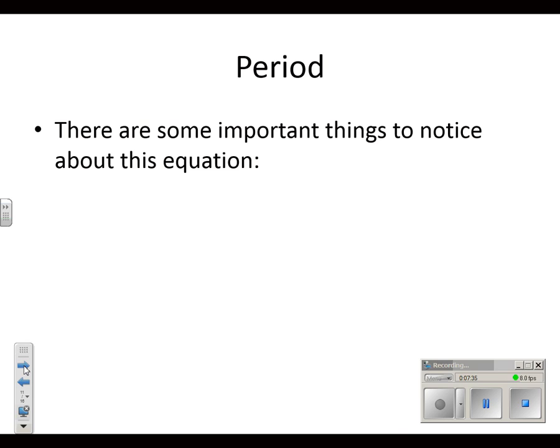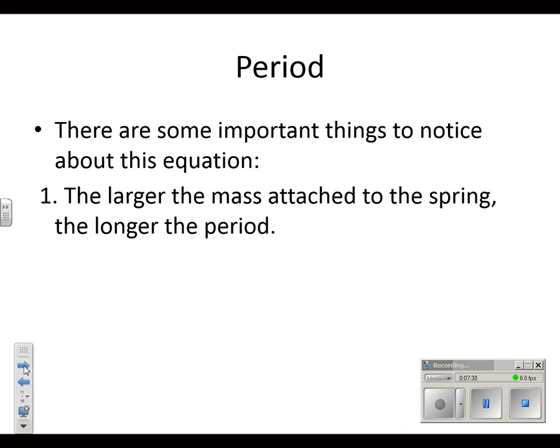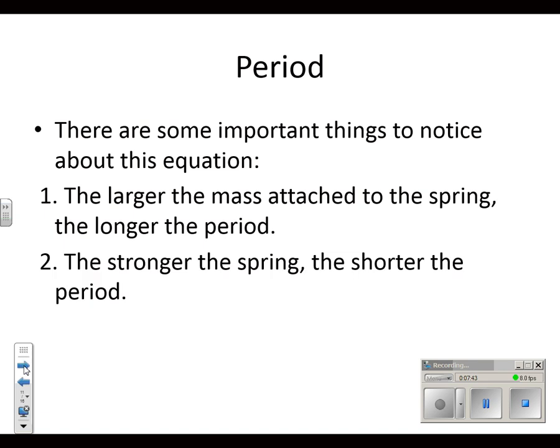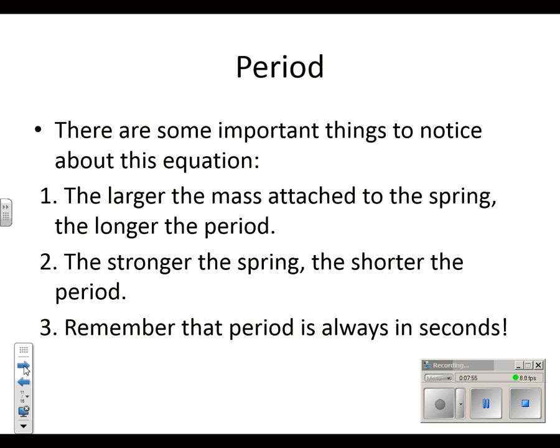There are some important things to notice about the equation. One, the larger the mass attached to the spring, the longer the period will be. And then the stronger the spring, the shorter the period, because the K value will be bigger, and so that'll make the overall value smaller. And then remember that the period is always in seconds. I did say that they're directly proportional, but they're not directly proportional. The period is directly proportional to the square root of the mass, because the mass is under a square root sign with the K value.